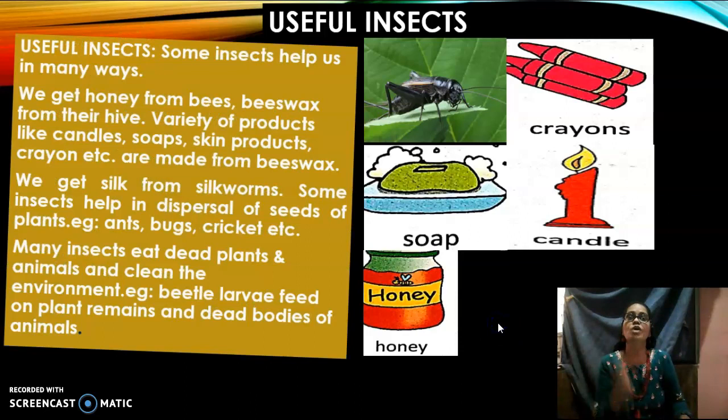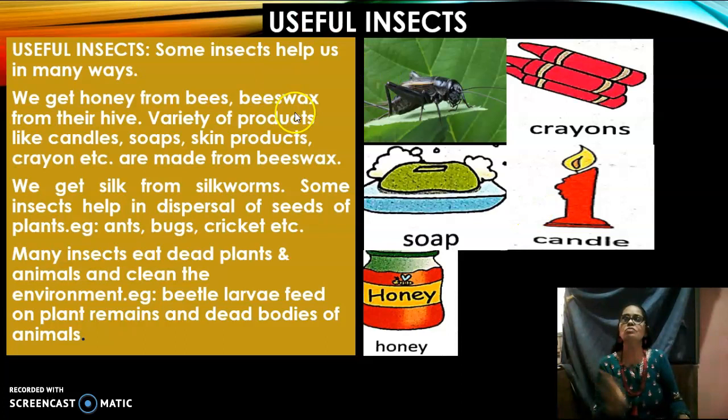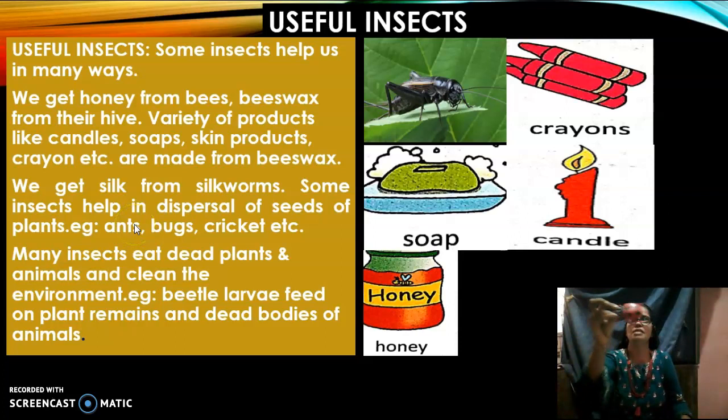Now see children, some insects are useful to us. How? Some insects help us in many ways. We get honey from honeybees, and beeswax from their hive. A variety of products like candles, soaps, skin products, crayons, etc. are made from beeswax. We get silk from silkworms. Some insects help in dispersal of seeds of plants, for example, ants, as I have shown you, then bugs, see children here, ladybugs, bugs, right? And this is the cricket, etc.